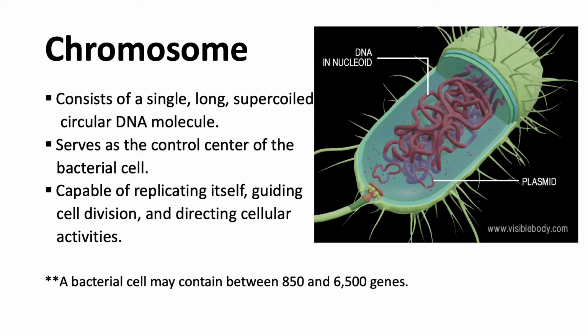The prokaryotic chromosome usually consists of a single, long, supercoiled circular DNA molecule which serves as the control center of the bacterial cell. It is capable of duplicating itself, guiding self-division, and directing cellular activities. In a prokaryotic cell, it contains no nucleoplasm and no nuclear membrane. The chromosome is suspended or embedded in the cytoplasm.